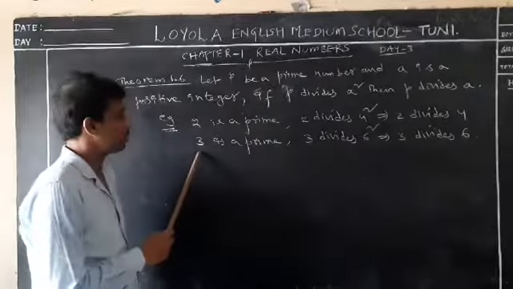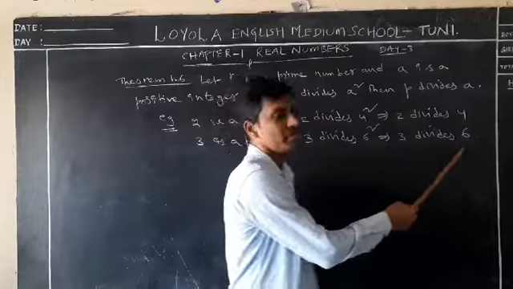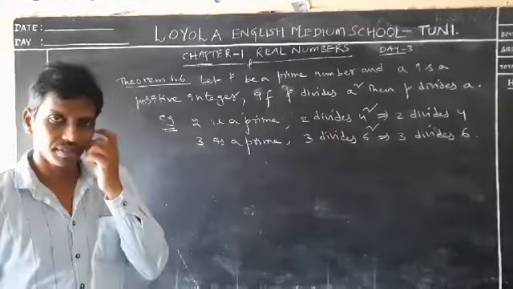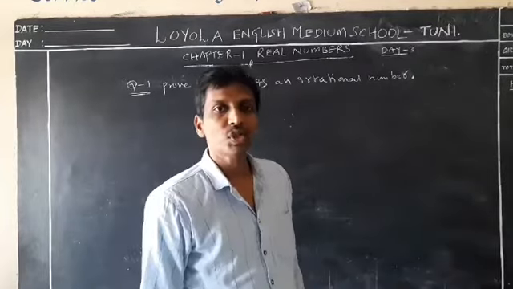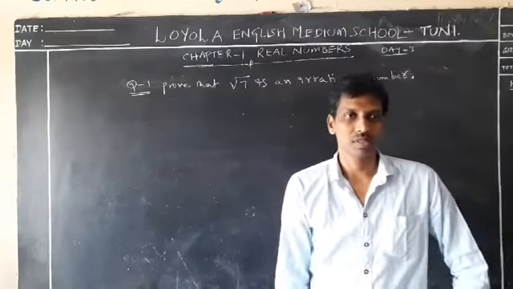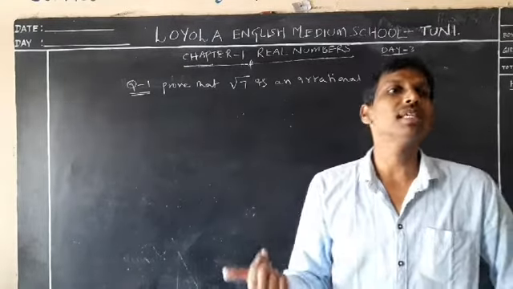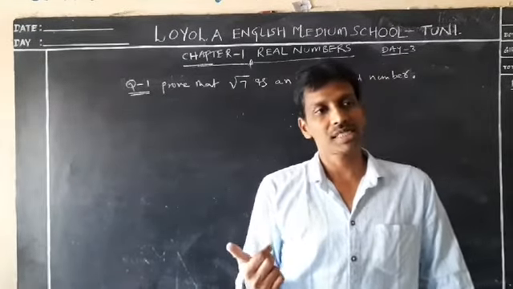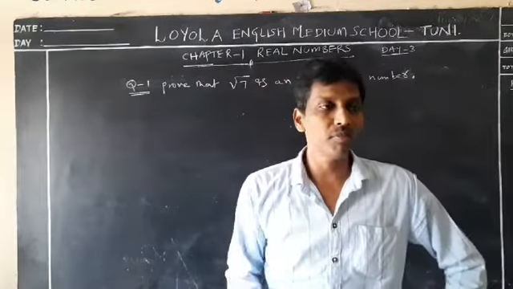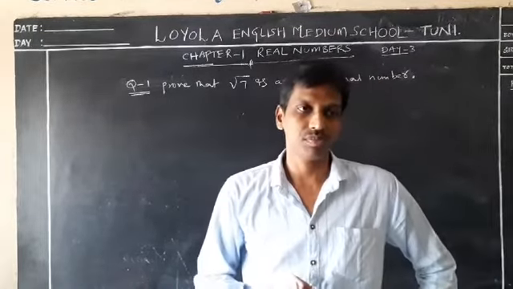Let us go through one more example. 3 is a prime number. 3 divides 6 square, which implies 3 divides 6 also. Let us go through the applications of theorem 1.6. We have seen the two examples above. 2 is a prime number. 2 divides 4 square means 2 divides 4 also. In the same way, 3 divides 6 square means 3 divides 6 also.